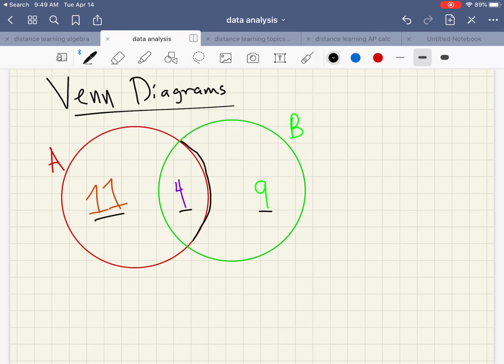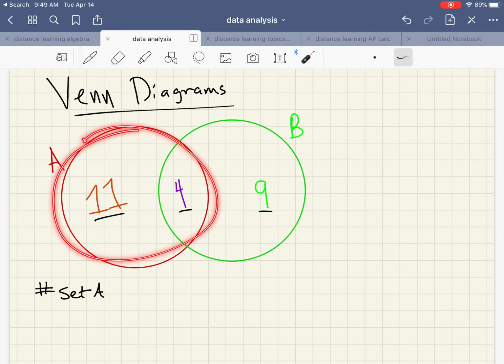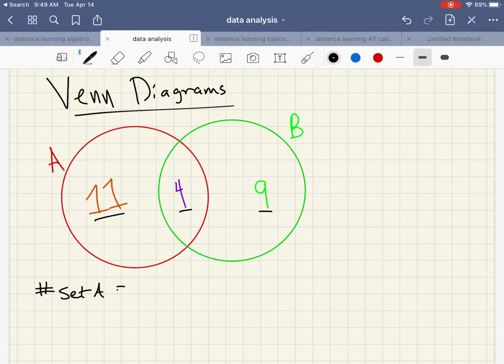So this 9 would be represented by this kind of crescent moon area. This 11 would be this crescent. And this kind of lune, L-U-N-E shape, is a 4. So let's just talk about how many are in set A. And again, set A is this circle, which would be all of these 11 and those 4. So we're looking at, there are 15 in set A.